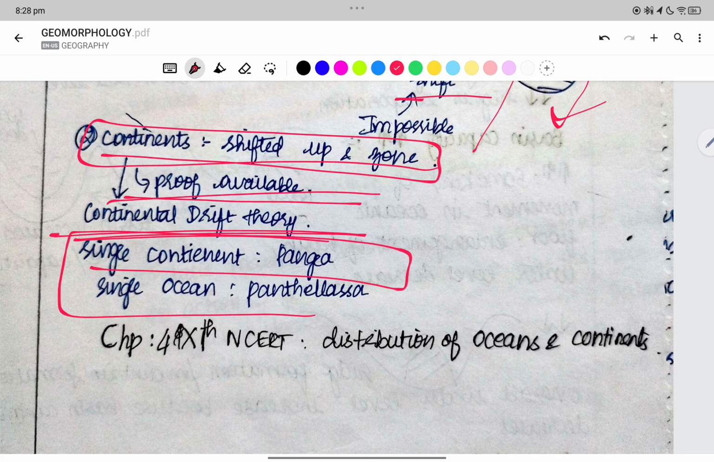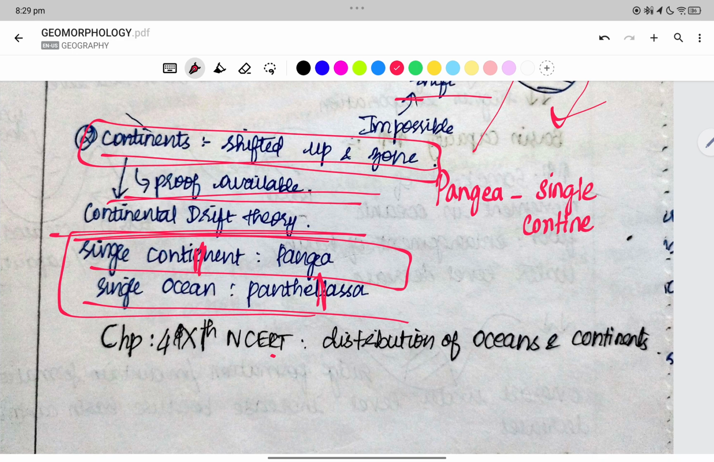Initially, there was a single continent called Pangaea, and a single ocean called Panthalassa. So what is Pangaea? Pangaea is a single continent, and Panthalassa is nothing but a single ocean. So, Pangaea and Panthalassa.